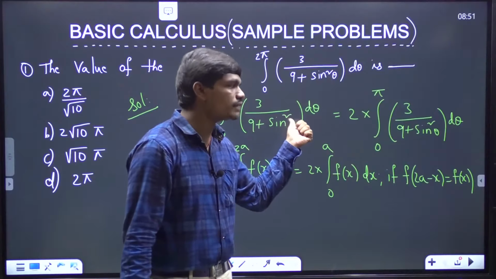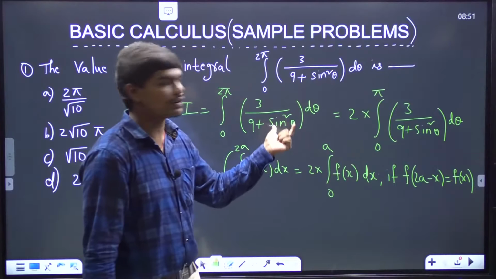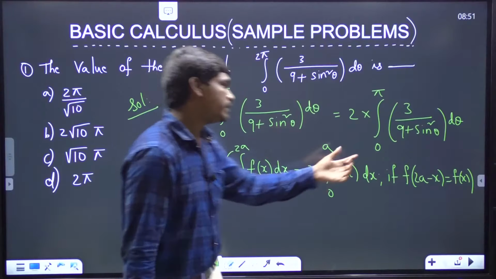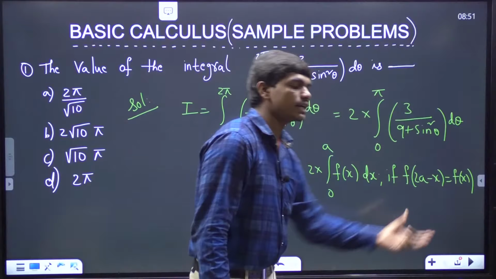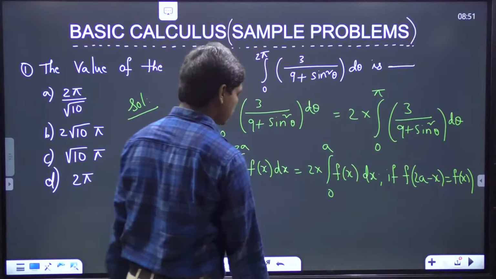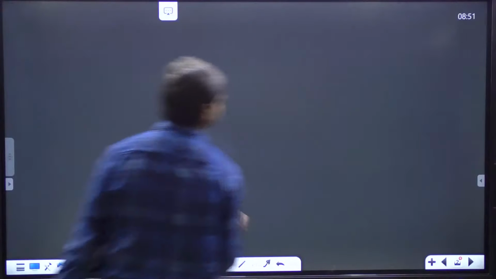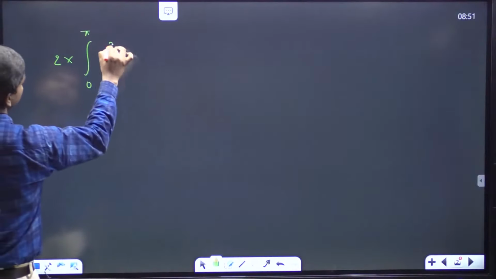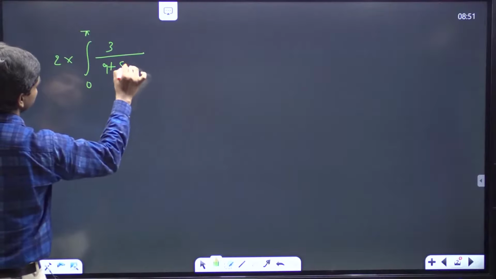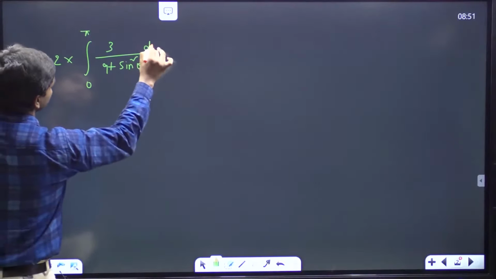But because of this square present, there's minus sine theta whole square, which is again sine square theta, which means this particular combination of f and 2a is satisfying this condition. So we can write it like this, correct? So what's the integral we have now? 2 into integral 0 to pi 3 by 9 plus sine square theta d theta.